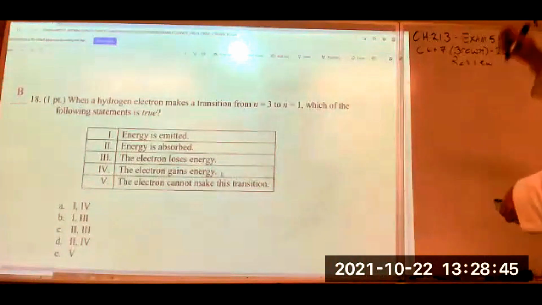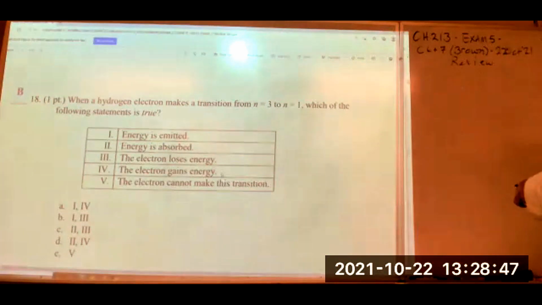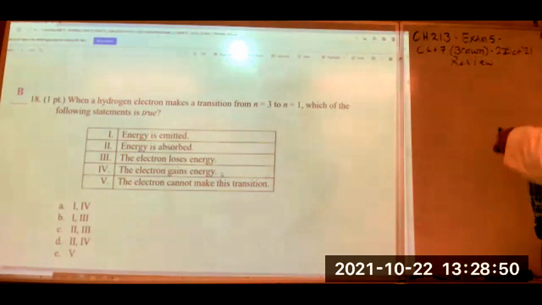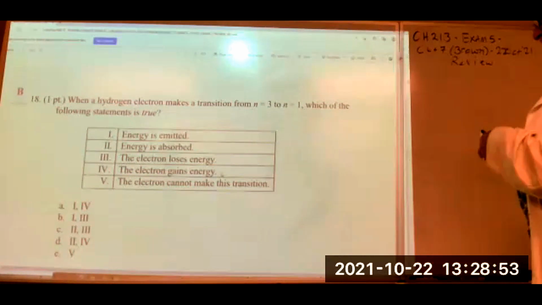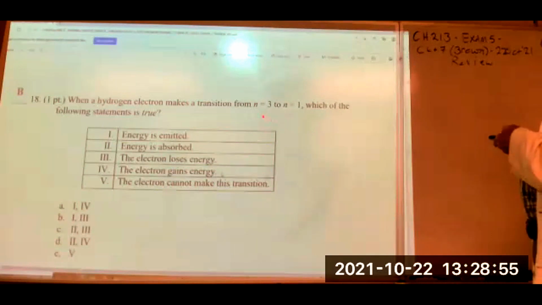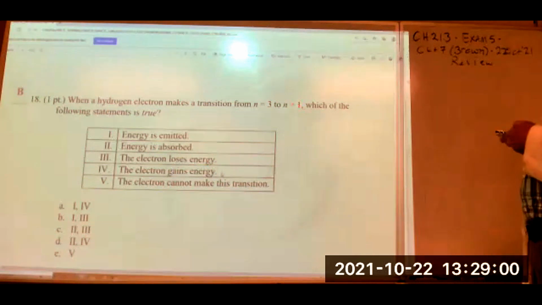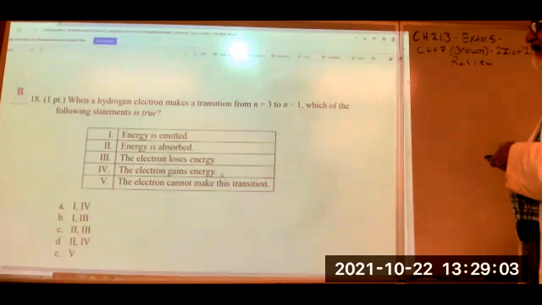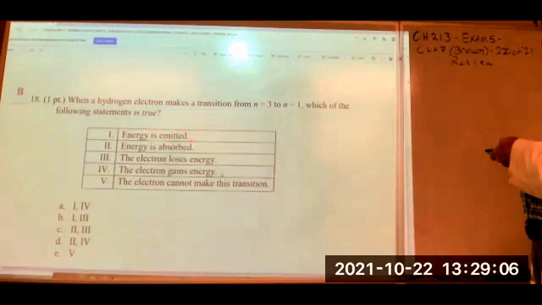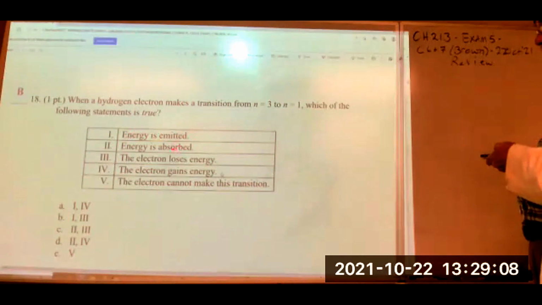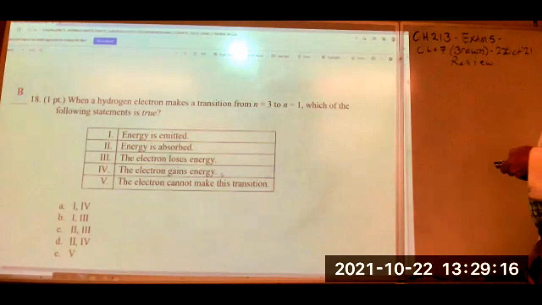How about 18? When a hydrogen electron makes a transition from 3 to 1, which of the following statements is true? Well, let's see. If we go from 3 to 1, we're dropping from a high energy to a lower energy, which means emission, correct? We're going to emit energy. Energy is emitted. That's true. Can't be emitted and absorbed at the same time, so 2 is out. The electron loses energy. Is that true? Yeah, it has to lose energy in order to emit it.